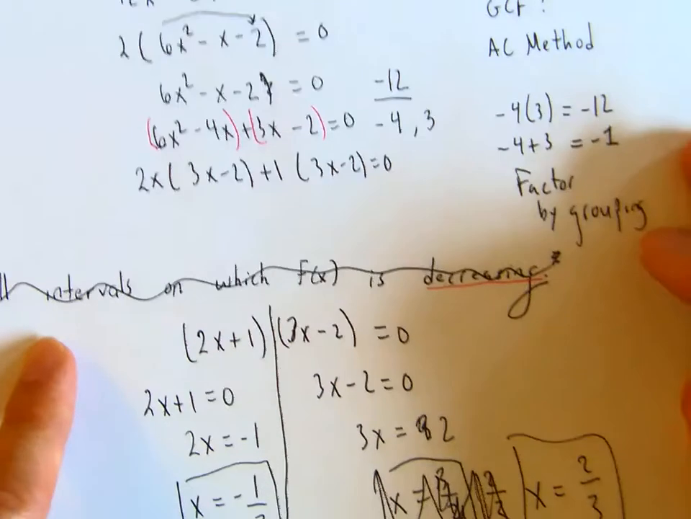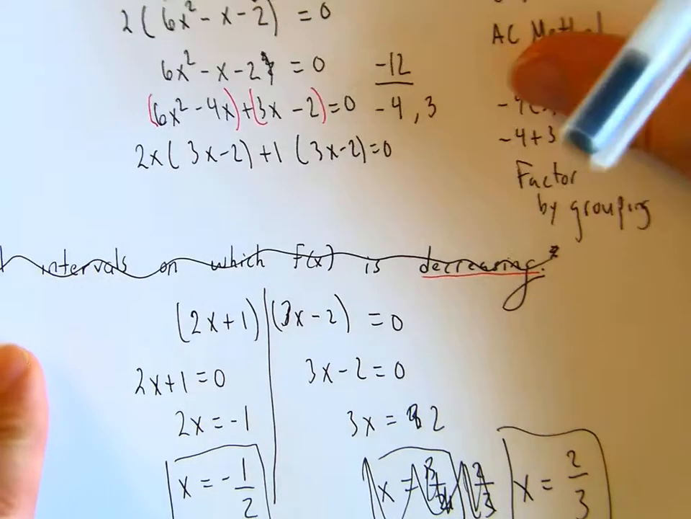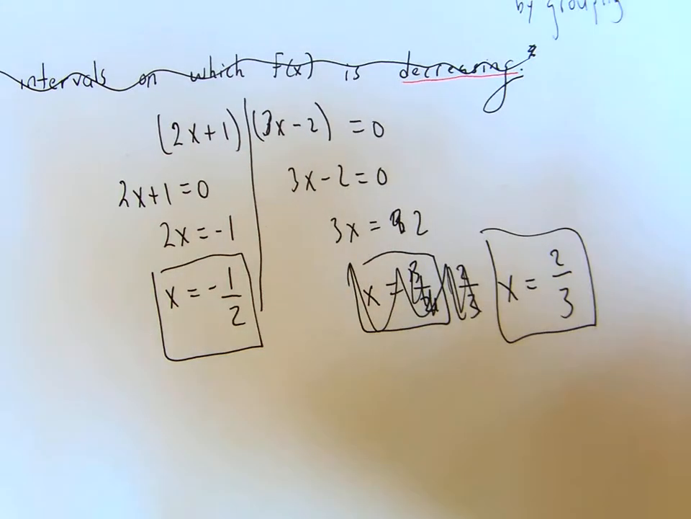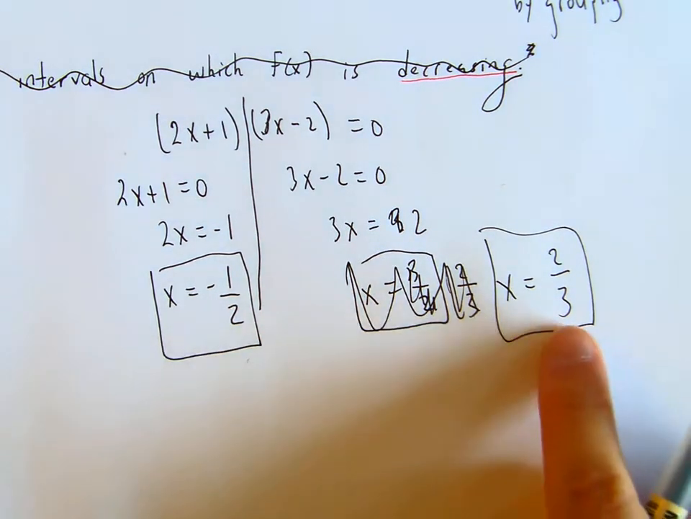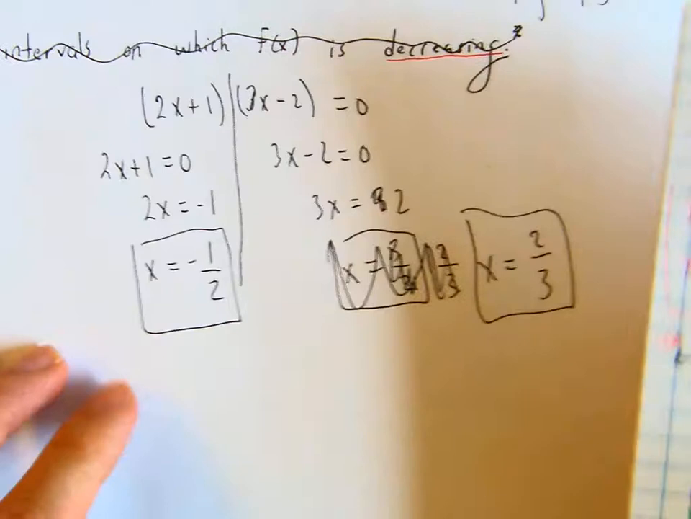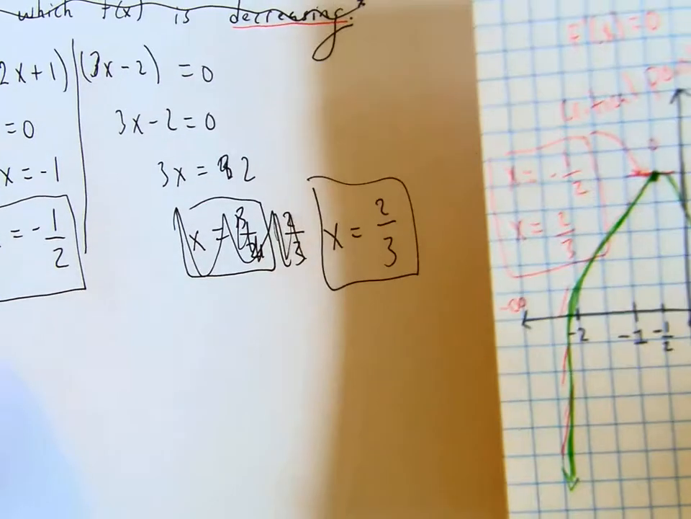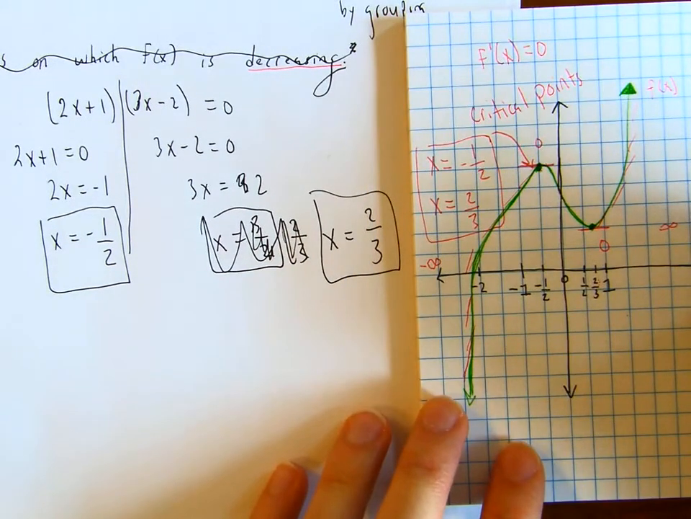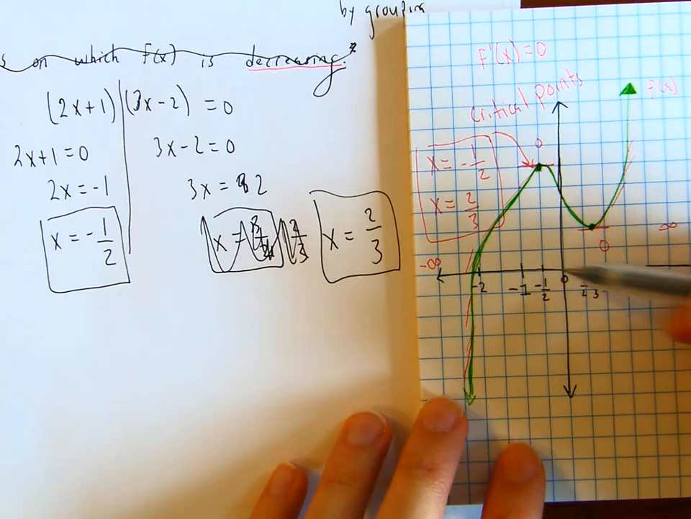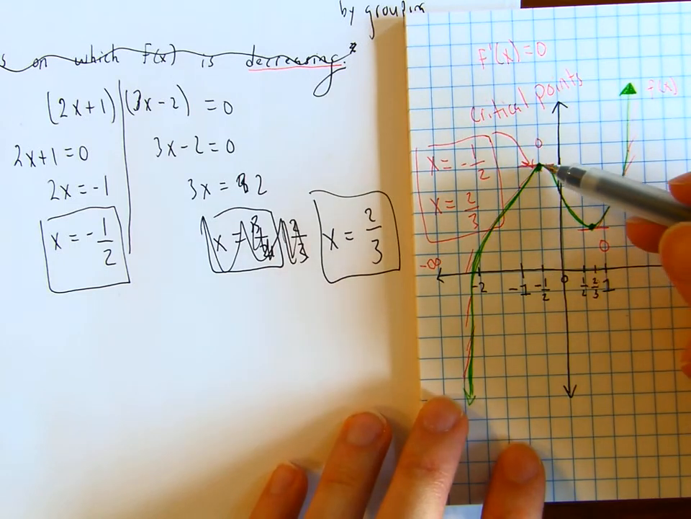Now, what was the purpose of doing this? Because don't you remember from this graph, what's so important about x equals negative a half and x equals 2/3? Don't you remember from the graph over here? Let me zoom out. Notice what's happening at negative a half and at 2/3. The tangent line is 0.